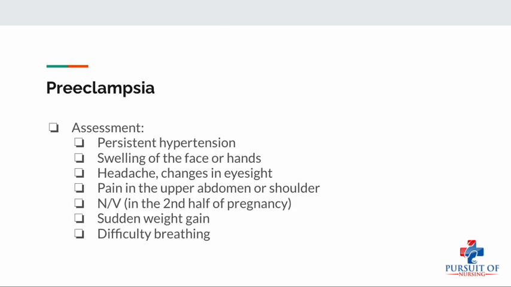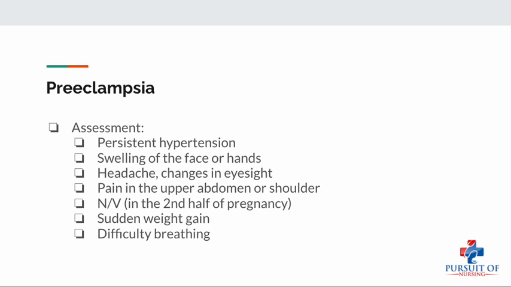Preeclampsia is also a type of hypertensive disorder in pregnancy. So a pregnant mother with hypertension, that hypertension can lead to preeclampsia, which can then lead to a worsened case of eclampsia. So with preeclampsia, the mother is going to have persistent hypertension, swelling of the face or hands. They may have a headache, changes in eyesight. Just think, what are the symptoms of hypertension? That's what this mother is going to have.